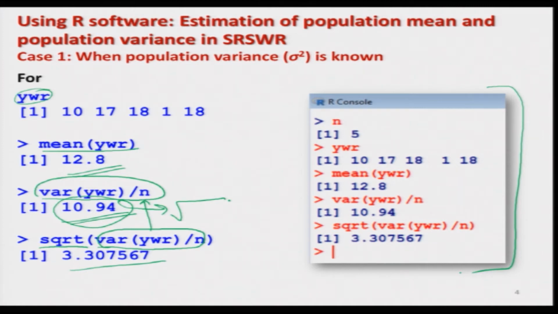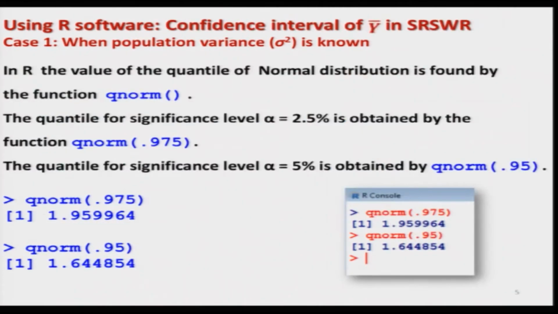As I said earlier, when I repeat this on the R console, these results will change, because hopefully I will get a different sample. And when you try to construct the confidence interval, as I discussed in the earlier lecture, you will need the value z alpha by 2.